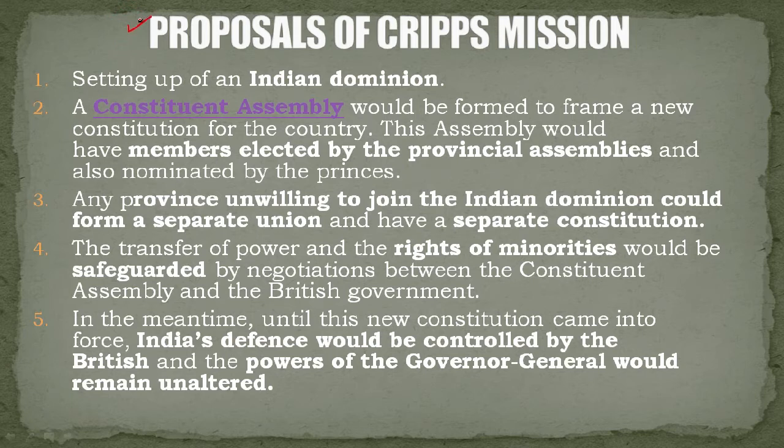Now let us go through the proposals of Cripps Mission. Students, we see that it proposed first of all to set up an Indian dominion, which we have already studied. The second most important development proposal of that point of time was setting up of a constituent assembly to frame a new constitution for the country of India, plus the members will be elected by the provincial assemblies and also nominated by princes. Third point, we see that any province of India which was unwilling to join, which did not want to join the Indian Dominion, could form a separate union.